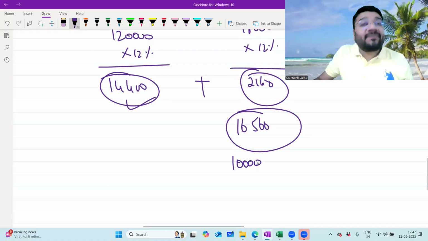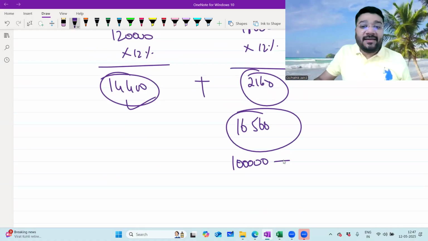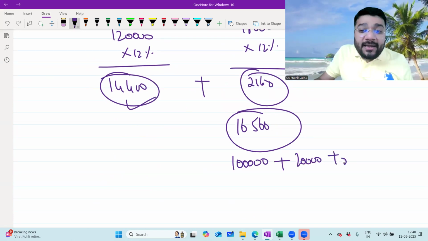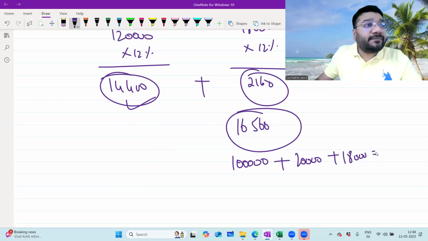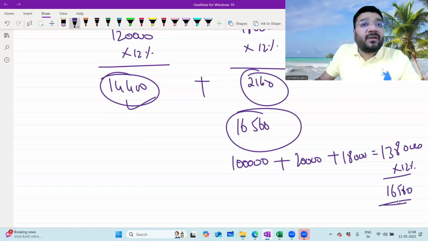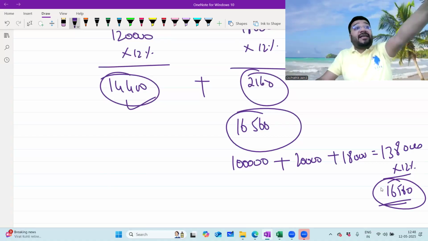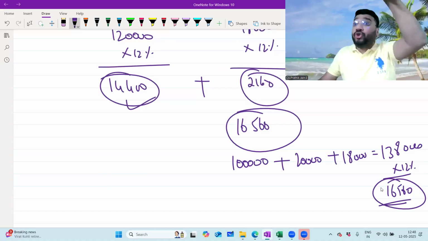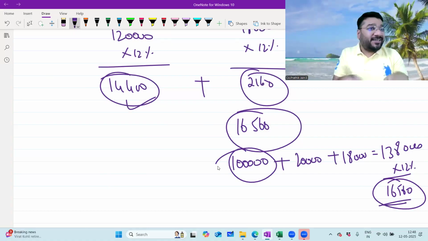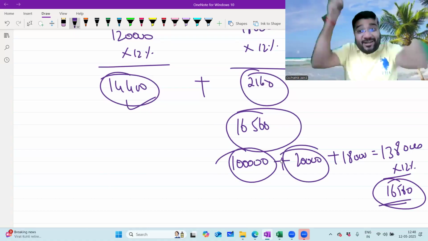1 lakh cost price plus 20,000 profit of the manufacturer plus 18,000 profit of the retailer. How much put together? 1,38,000 into 12% is how much? 16,560. Will I pay this entire 16,560 to the government? If I do so, what will happen? On this cost price, again you are calculating GST. On this profit, again you are calculating GST.